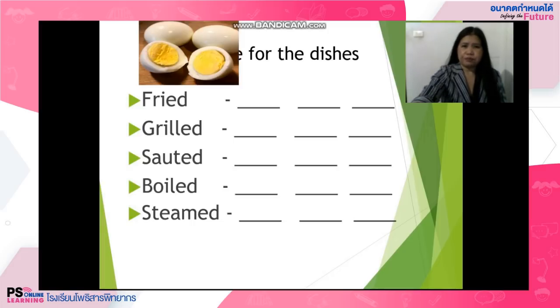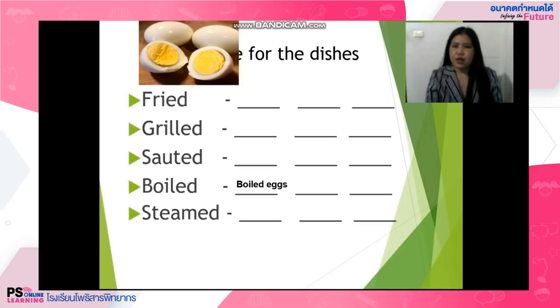Example, this one. What is that? That is egg, right? I will give you the name of the food, and then you will just put them according to how they are cooked. So how are the eggs cooked? They are boiled. Yes, they are boiled eggs. So where are you going to put them? You have to write boiled and then the name of the food, egg. So boiled eggs under the boiled category.